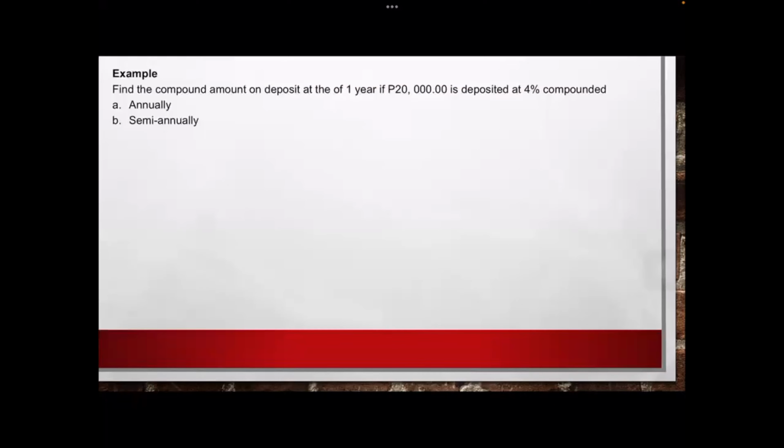Okay po? So, let's go now with the example. So, yun lang yun. Kasi in the future, mag-invest kayo ng something. So, at least may alam kayo kahit paano.